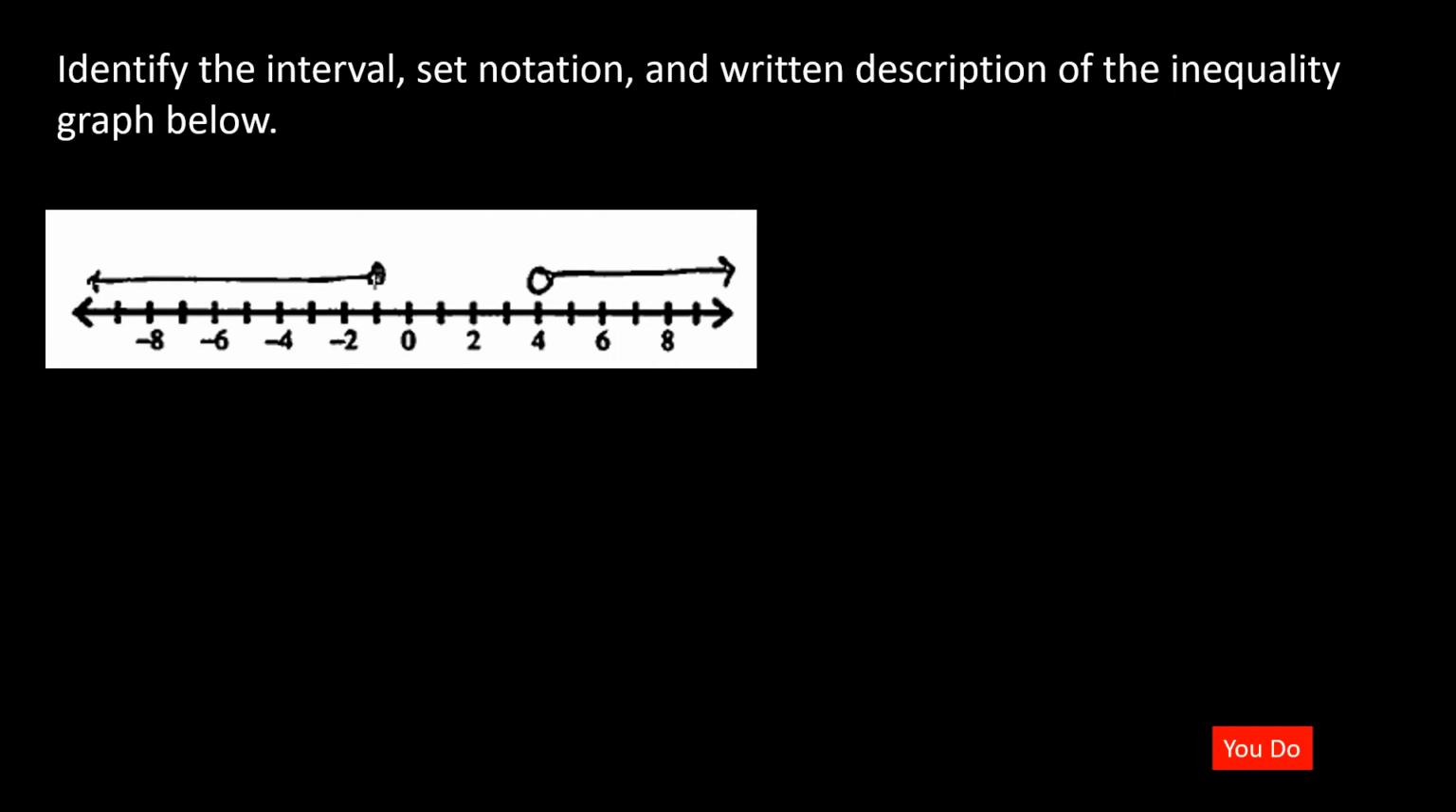So this problem here is the exact same skill. You'll see there, though, that the numbers are a little different, and be warned, there's an open point. What does that mean as far as interval, set notation, and written description? So go ahead and pause the video here, work on this one. When you're ready to move on, go ahead and move on to the next problem.